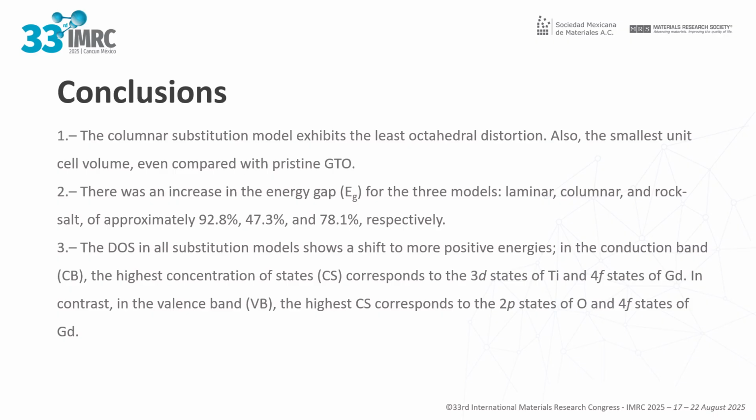And finally, in all models, the density of states shifts to more positive energies. In the conduction band, the most intense states come from titanium 3d and gadolinium 4f orbitals. In the valence band, they come from oxygen 2p and gadolinium 4f orbitals.